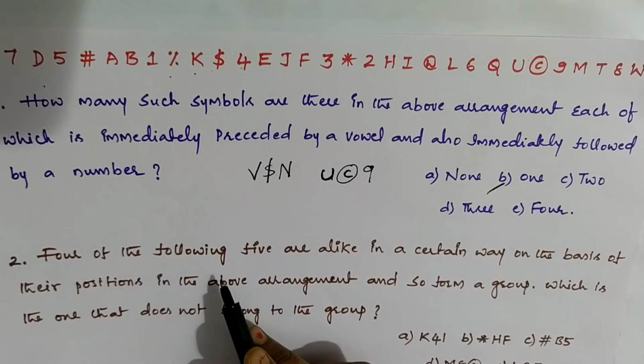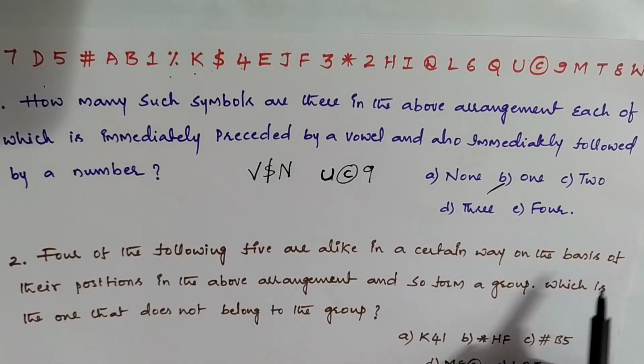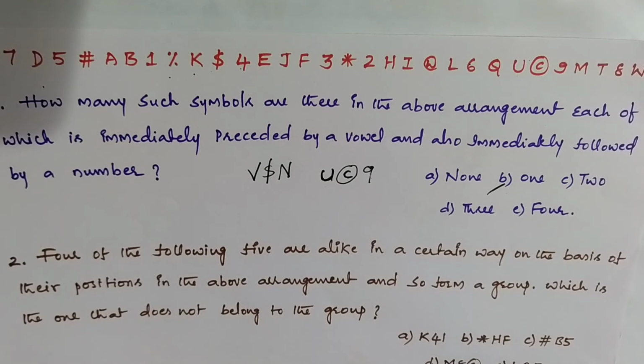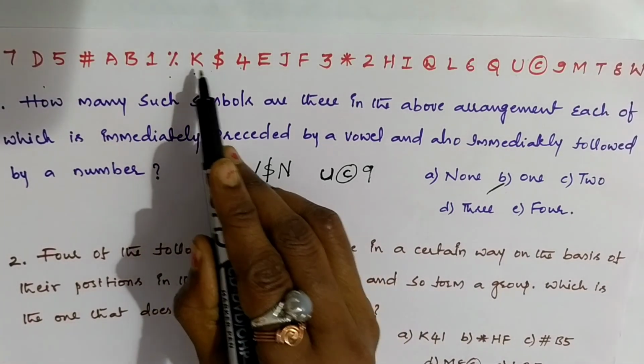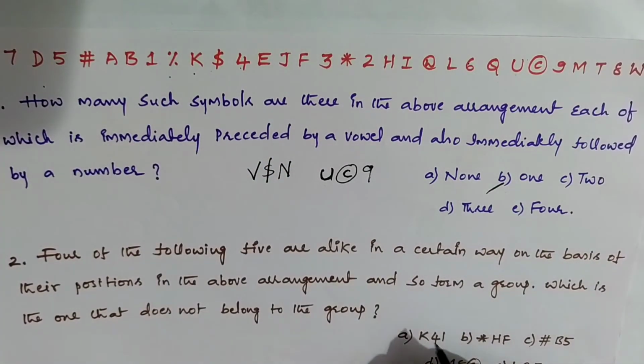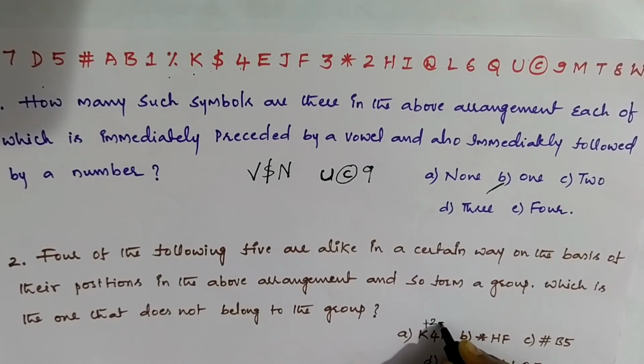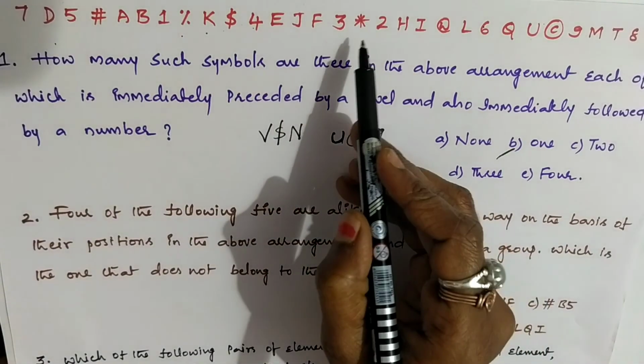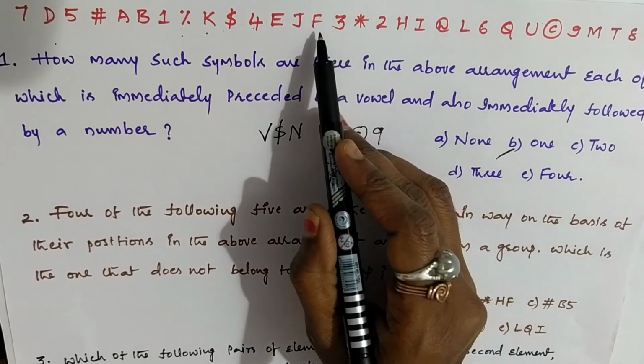4 of the 5 are alike in a certain way on the basis of their positions in the above arrangement, and so form a group. Which is the one that does not belong to the group? We should find the one which does not belong to the group. First option is K41. K, 4 and 1. 4 is plus 2 and 1 is minus 2. Next, star H F. Star and plus 2, H and minus 2, F.